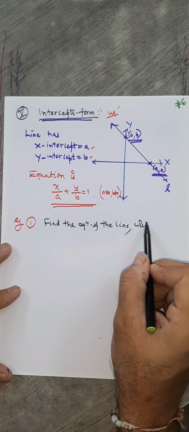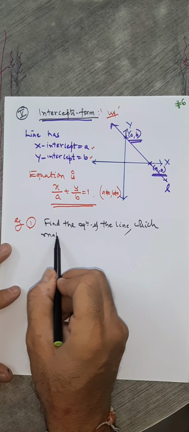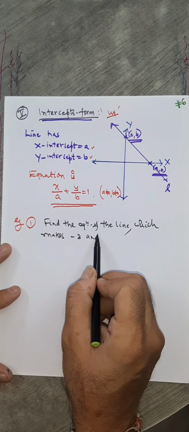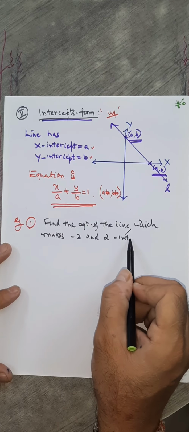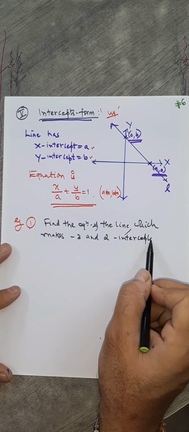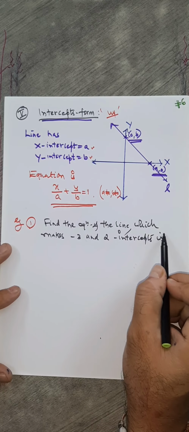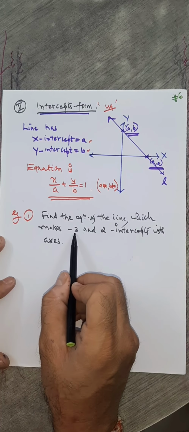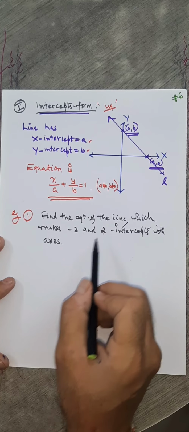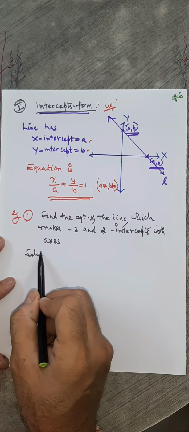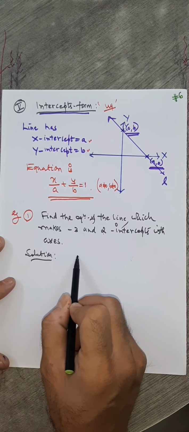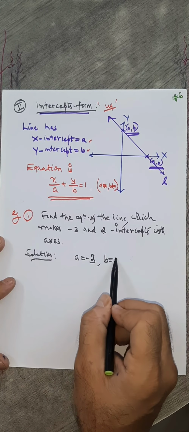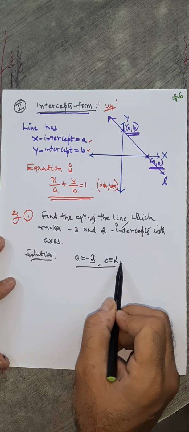Find the equation of the line which makes minus 3 and 2 intercepts with the axis. So there are two coordinate axes, so it is understood this is x intercept and this is y intercept. So indirectly in the solution, what is given to you here? A is minus 3, and b is 2. This is x intercept, this is y intercept.